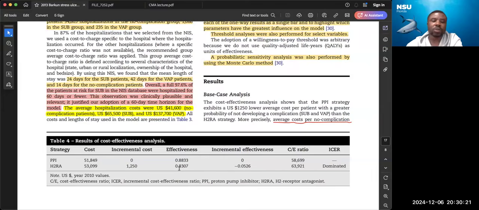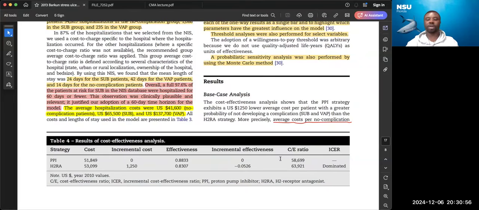Yes. So what they want to say is that comparing the H2 arrays to the PPI, you pay more and then you get less. But the one we used to do in class, you pay more and then you get extra benefits. This one you pay more, but you don't get that extra benefit. So that is why we said that the H2 array is dominated. If you look here, they didn't really report the ISA. They just said H2 array is dominated.